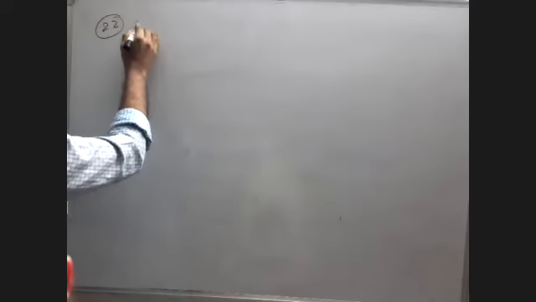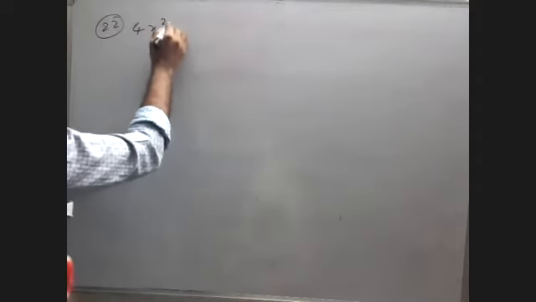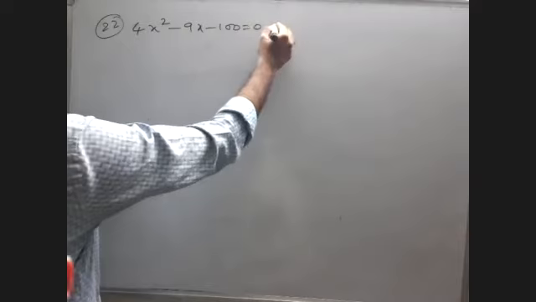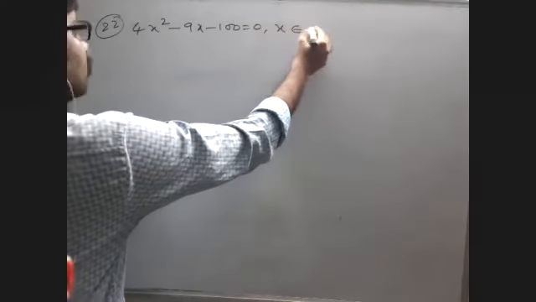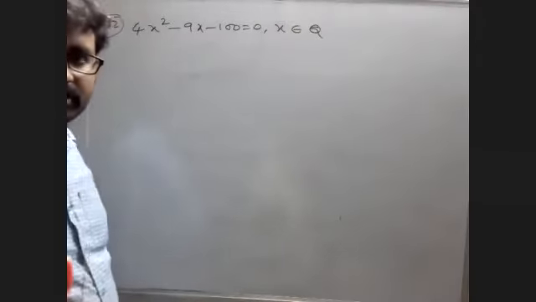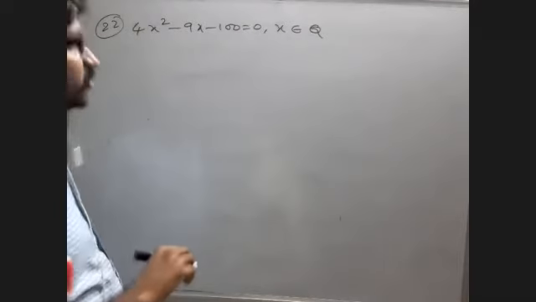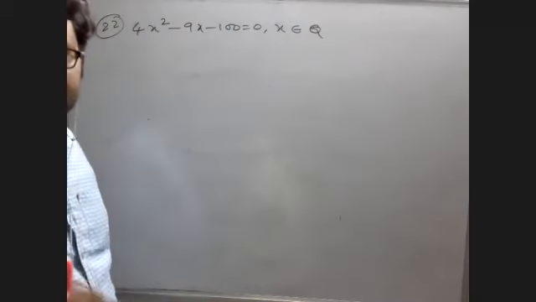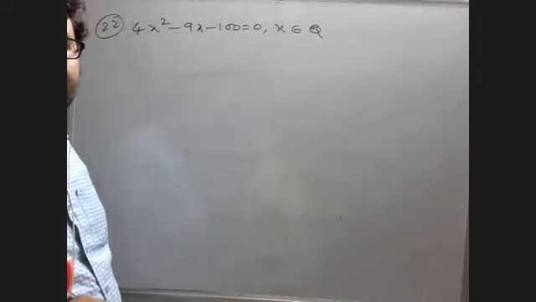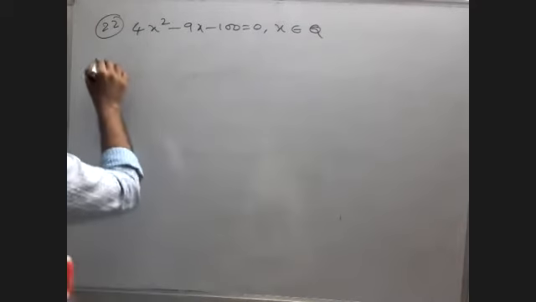Question 22 is: solve 4x square minus 9x minus 100 equal to 0, where x belongs to Q. That is question number 22. Can you solve that? Yes, sir. Yeah, next 23.